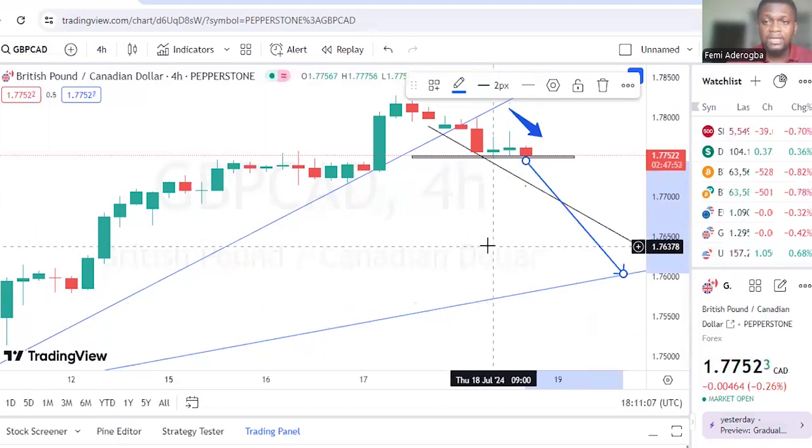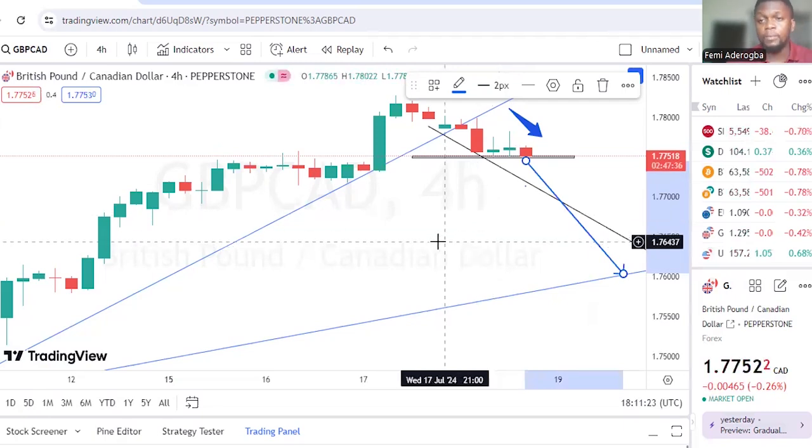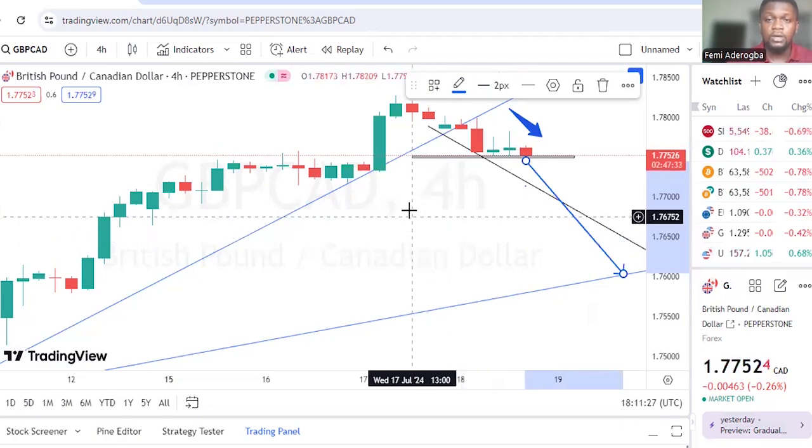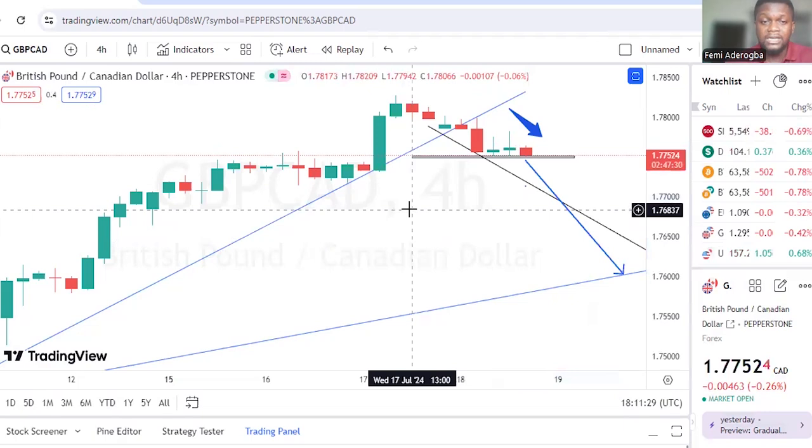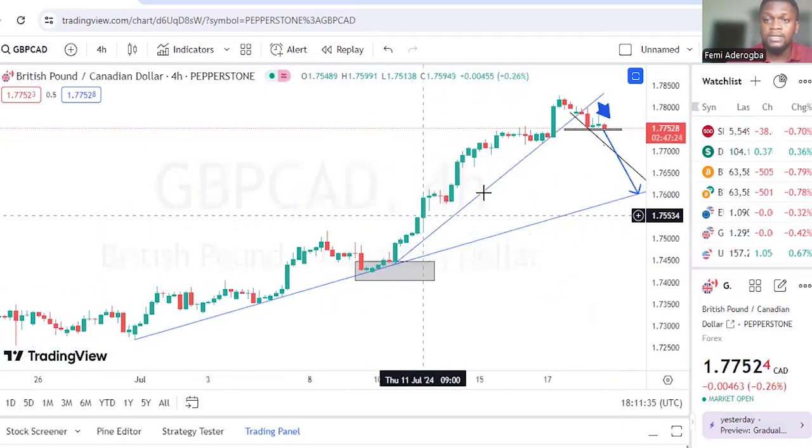If you are a professional trader or someone who has been looking for a trading signal and you are interested in GBPCAD, this is a good decision point for you. Yes, obviously, this is a good decision point for you because I've been able to give an analysis of what the market is and where the market is likely to go.